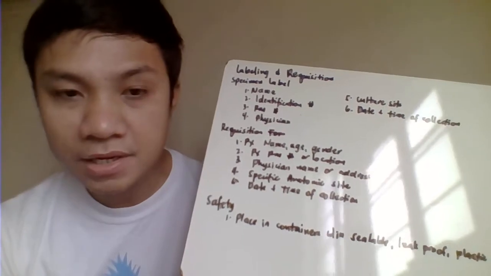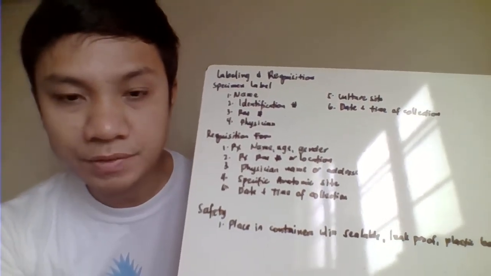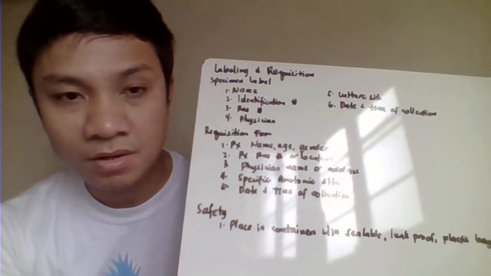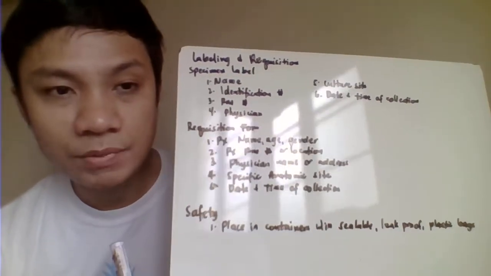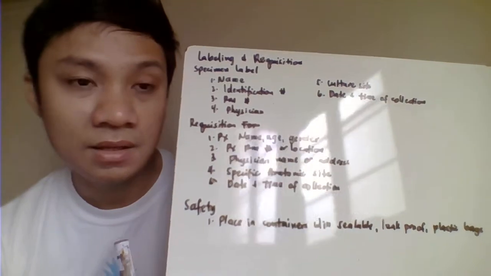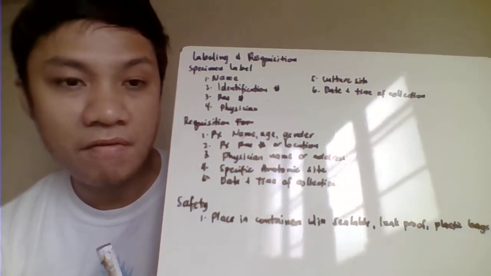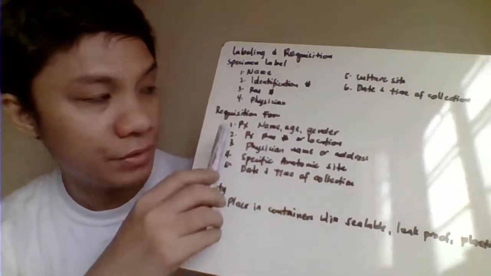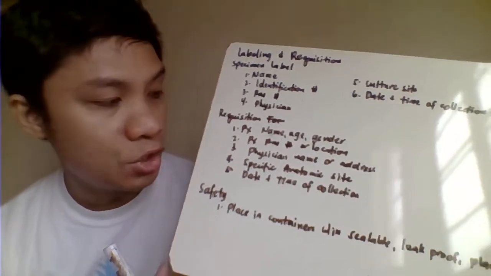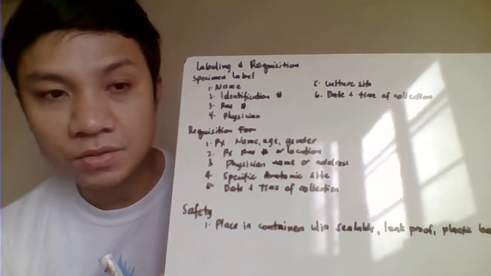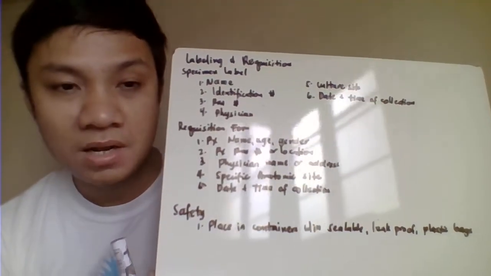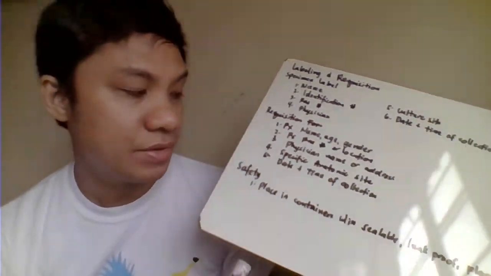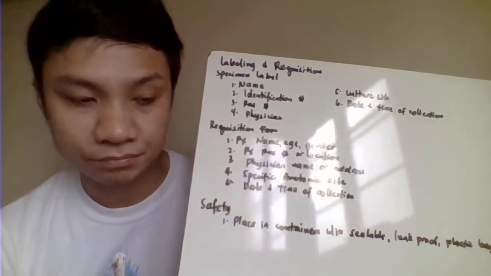Okay, then we have also the requisition form. Requisition form, request form, only that although we are not the ones doing the requisition form here. But the requisition form should bear the following information. It should also contain the patient's name, the age, the gender, patient room number, location, physician's name, address, the specific anatomic site where they want the specimen collected. We have also the date and time of the collection.